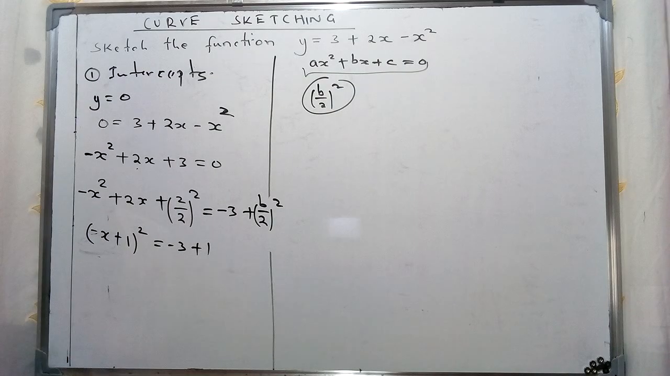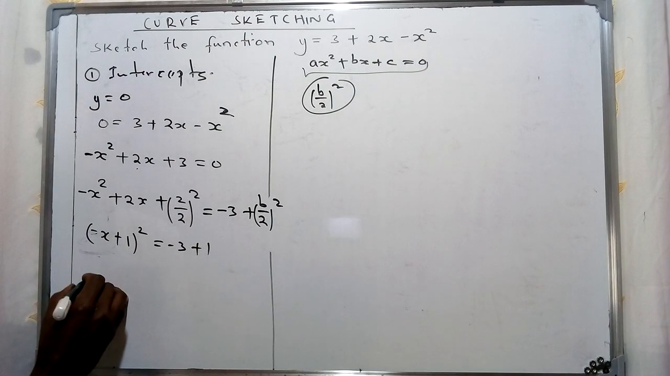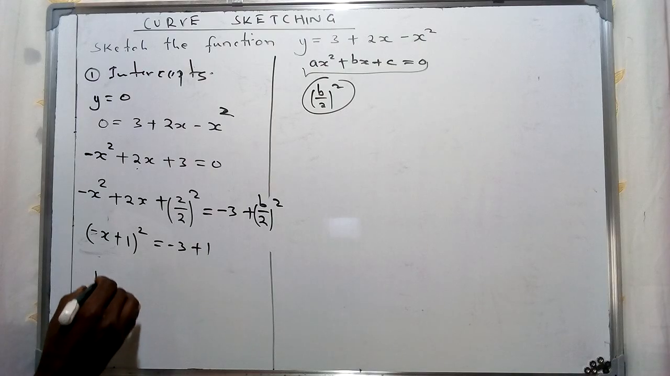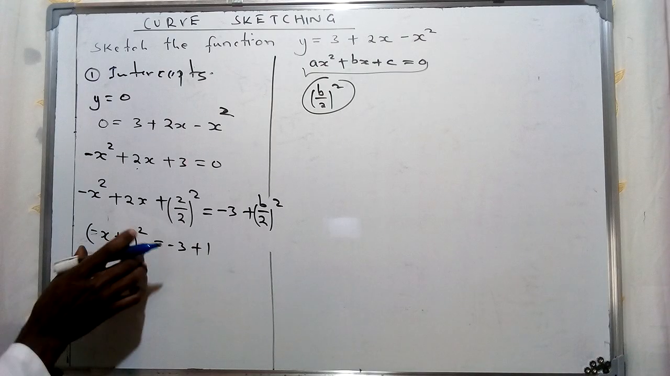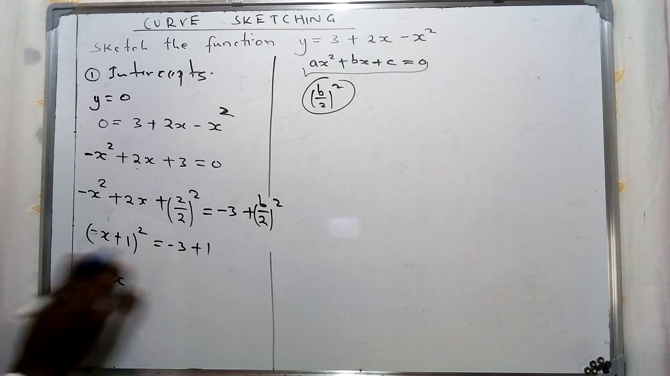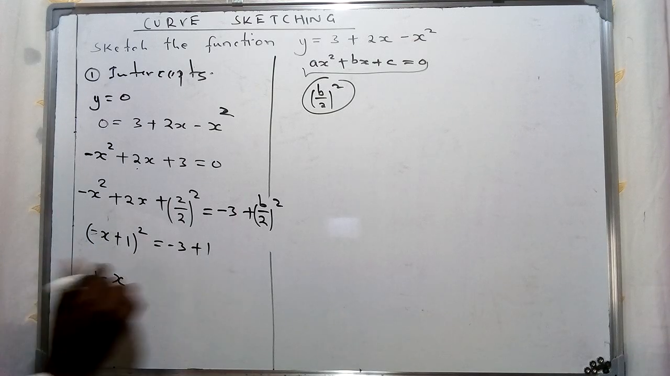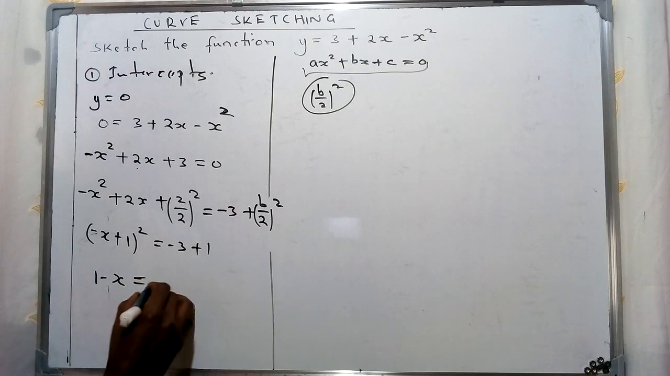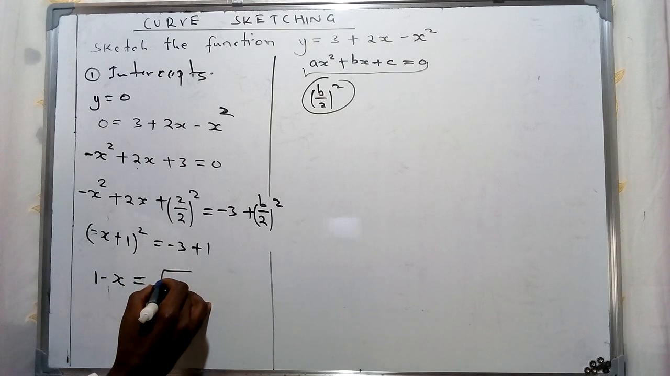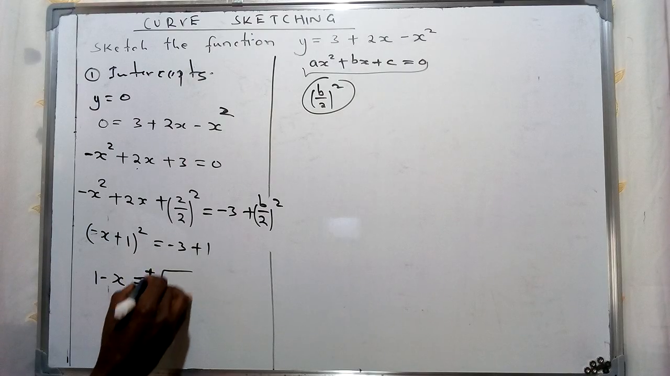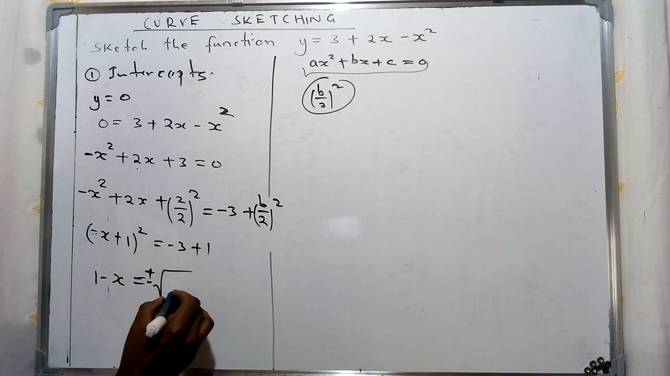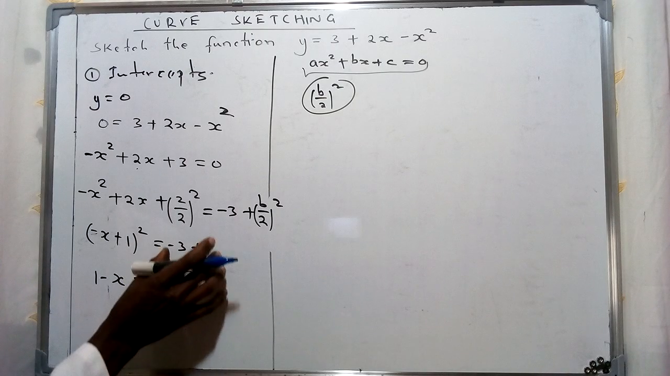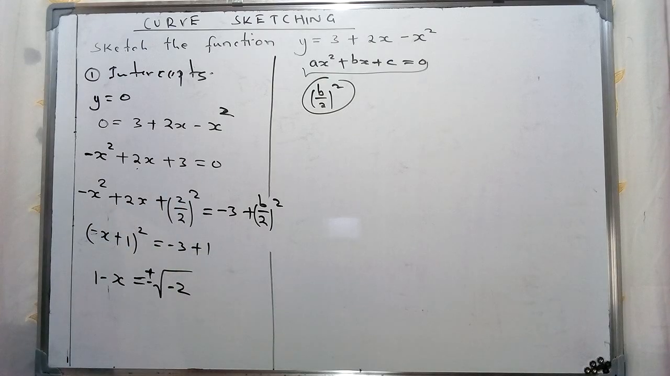This implies that we have 1 minus x, squared. This is just a rearrangement of the equation, which gives us the square of this expression. So we shall have the square root being either positive or negative, of the value of negative 2.